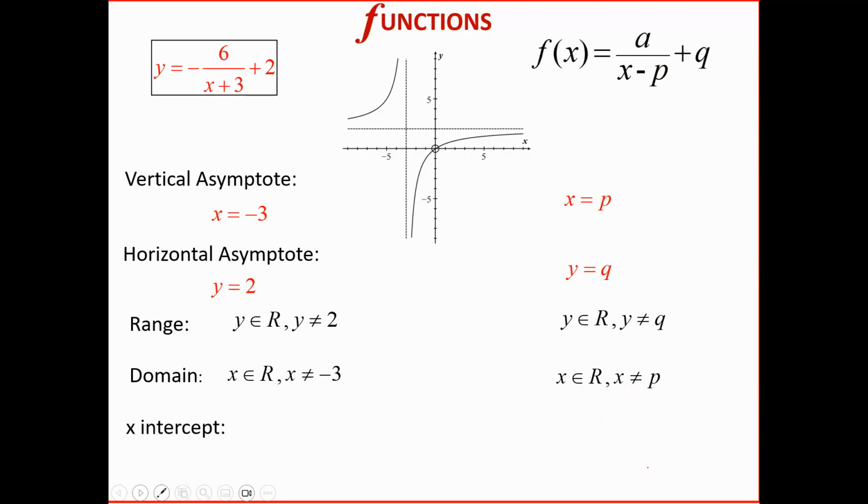And to find the x-intercept, we all know we've got to let y equal to 0. The x-intercept in this graph is 0. It is a point where the graph cuts the x-axis. And then to find your y-intercept, we all know we let x equal to 0. So the x-intercept and y-intercept method is standard for all our graphs.